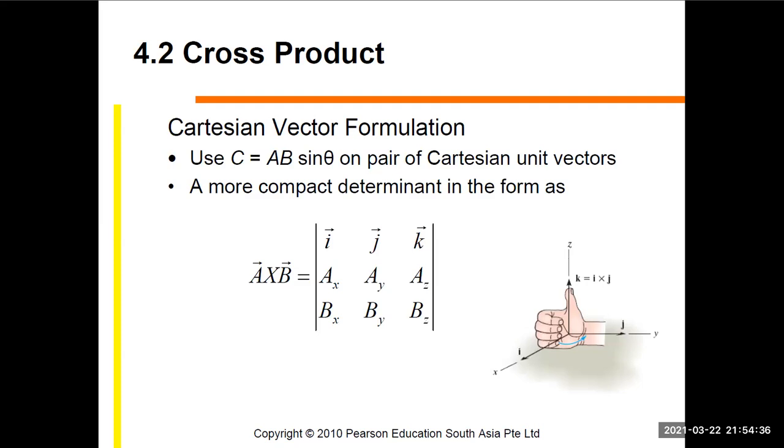The Cartesian vector formulation: if we want to do a cross product for Cartesian vectors, we use A B sin theta on a pair of Cartesian unit vectors. A more compact form is a determinant. We take the determinant with rows i, j, k, then the X, Y, Z components of the first vector A, crossed with the X component of B, Y component of B, Z component of B. We take the determinant of this matrix, and it gives the resultant vector of A cross B. Okay.